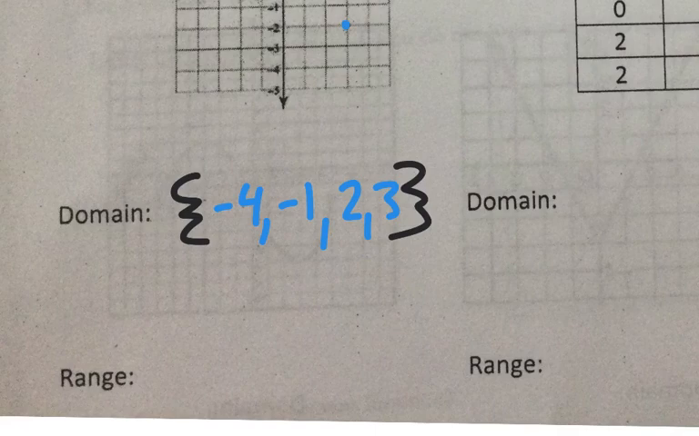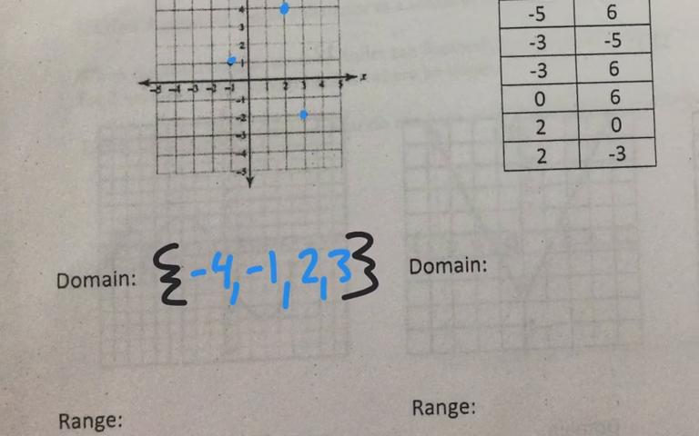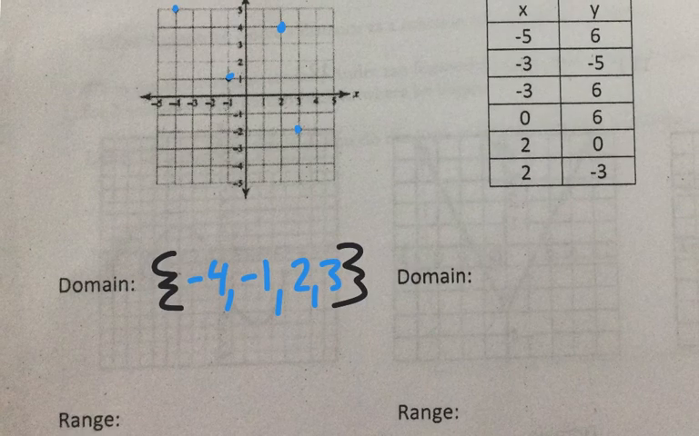And range. When I look at the range, it is the list of possible y's. So how do you think we're going to list the range? I'm going to start at the bottom, and I'm going to work my way up from least to greatest. So what's the smallest y value that I encounter? -2. There's a y value at -2.